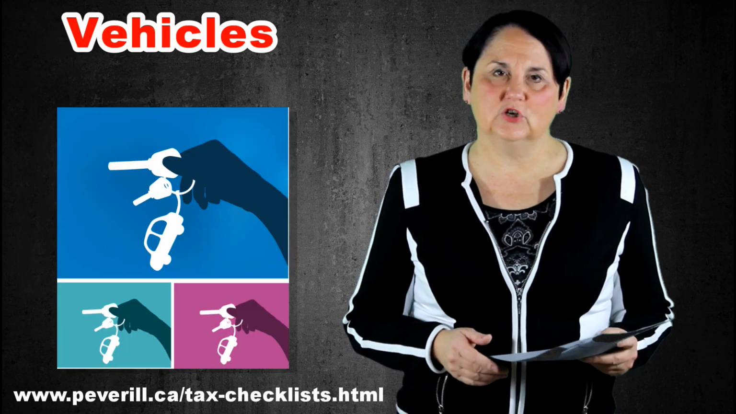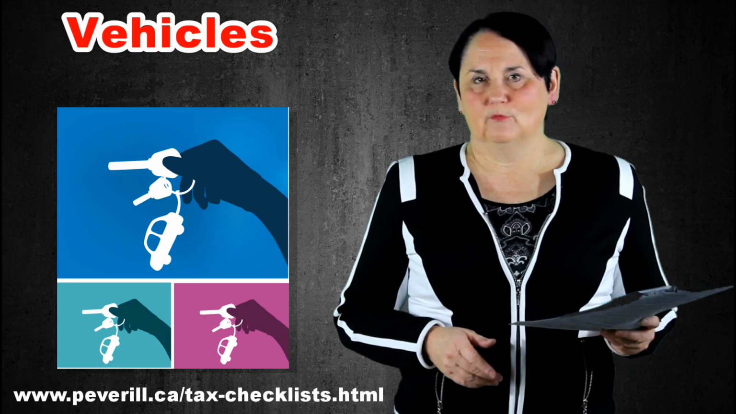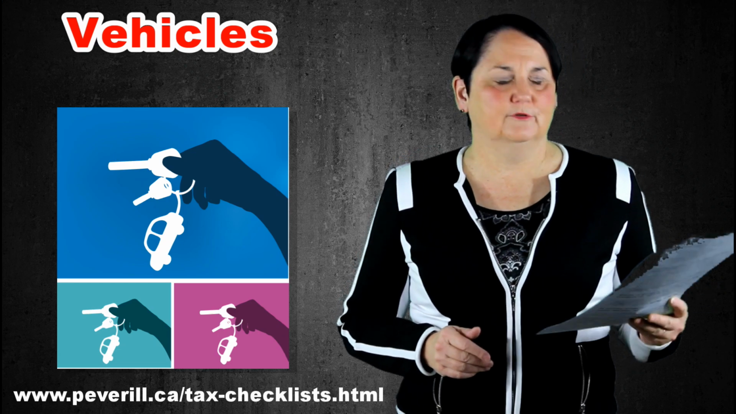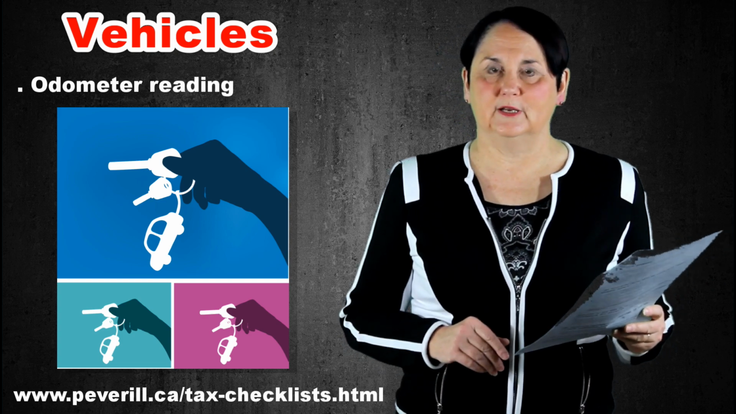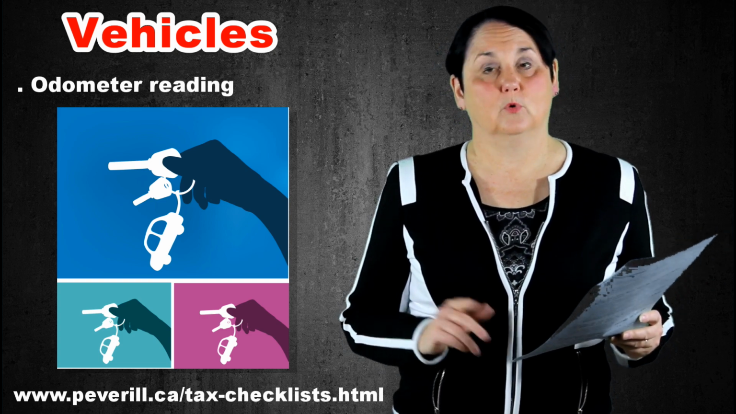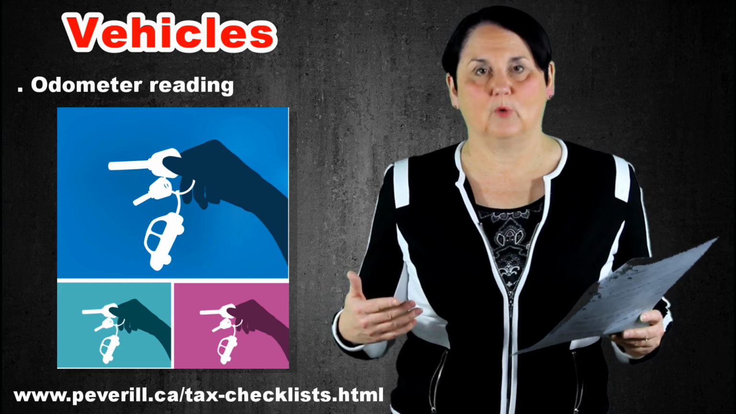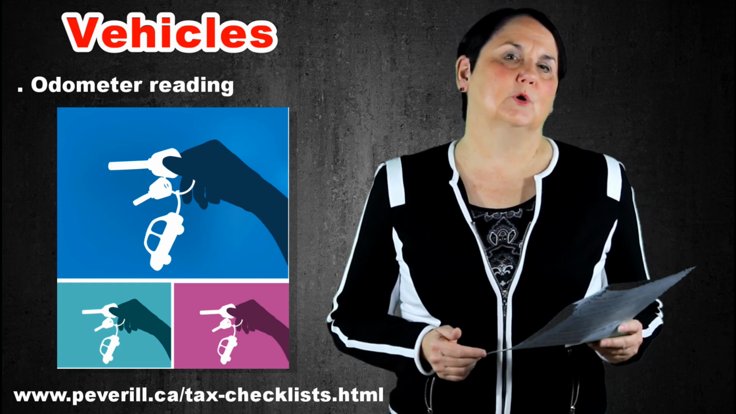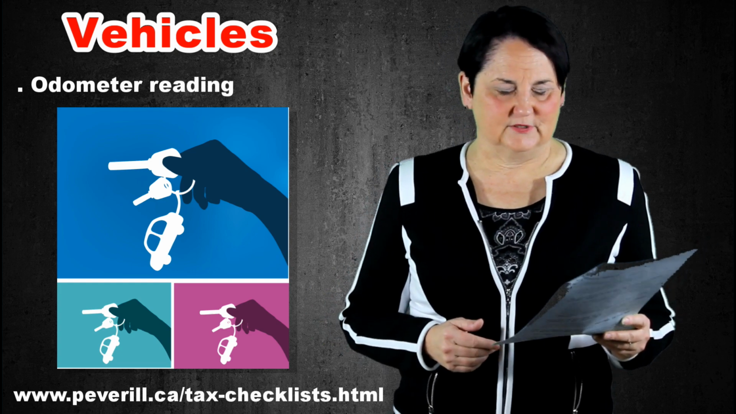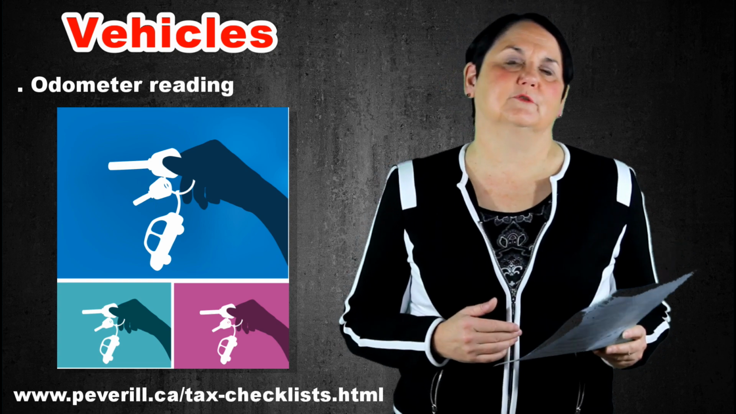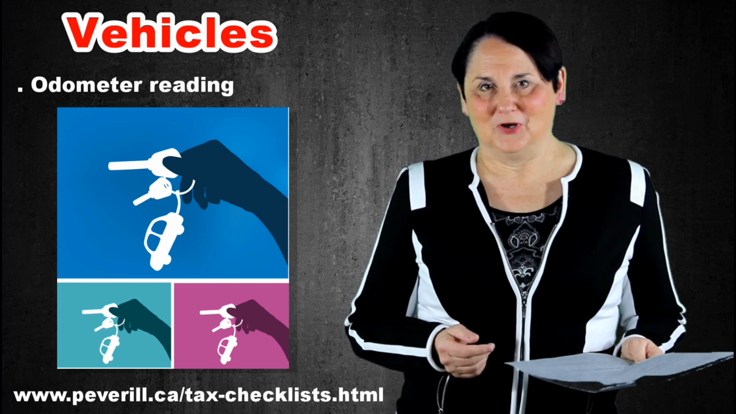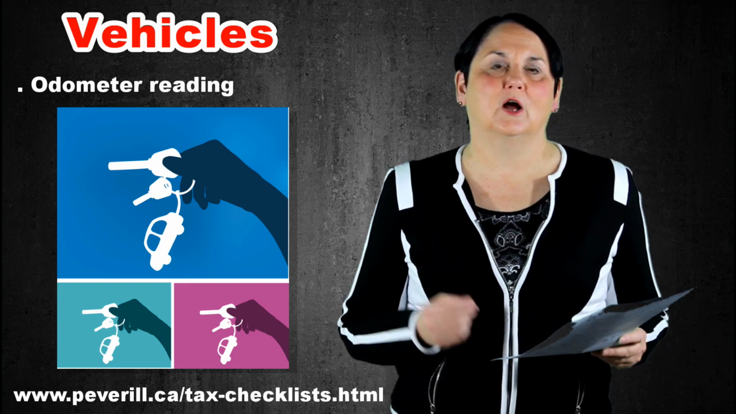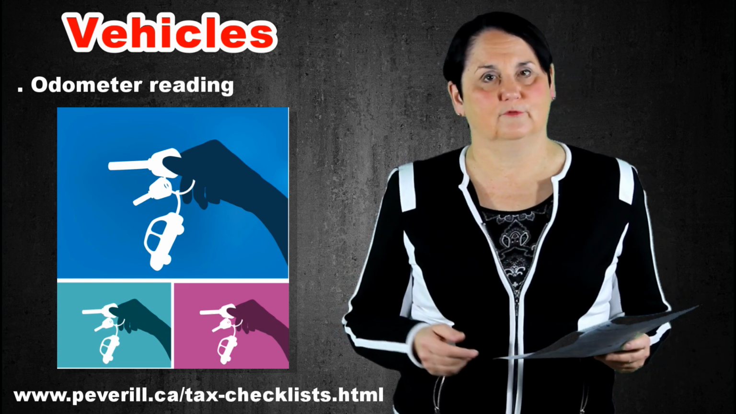This brings us to vehicles. Of course, you have a mileage log, and you'll be able to fill in the information we're looking for very easily. What was your odometer reading at the beginning of 2017, or when you started business, if you started partway through 2017? What was your odometer reading at the end of 2017? That gives us the total number of kilometers you drove in the year. And then you consult your mileage log to find out what percentage of those kilometers were driven for business.